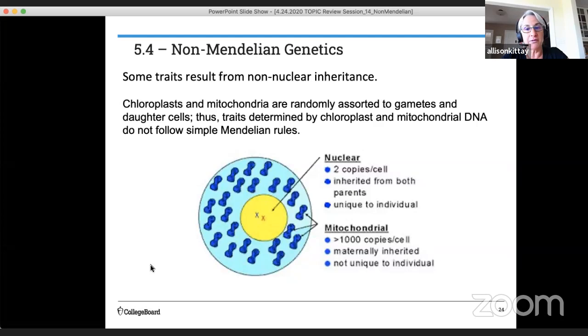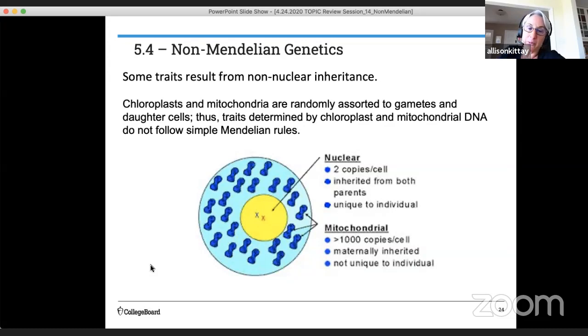And you might recall from previous lessons that both chloroplasts and mitochondria have their own DNA. You might recall that it is very similar to prokaryotic DNA in that it's circular, like the plasmids seen in bacteria. And you might want to think about the evolutionary reasoning behind this and the endosymbiotic theory. But basically, the way that mitochondrial DNA in animals, and chloroplast and mitochondrial DNA in plants, is assorted to gametes and daughter cells is through the maternal lineage.